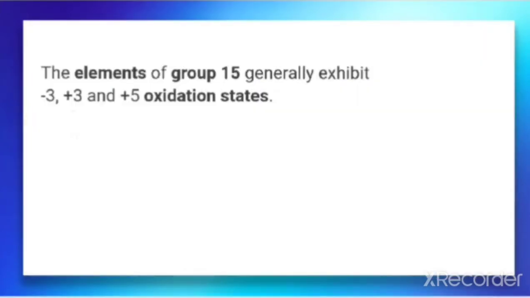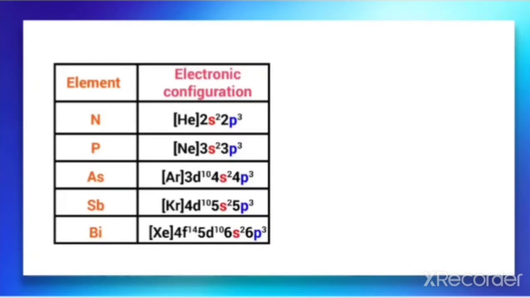But the elements of group 15 generally exhibit -3, +3 and +5 oxidation states. When we compare the electronic configuration of these elements, it is clear that these elements have 5 electrons in the valence shell because of the configuration ns2 np3. Therefore, they require 3 more electrons to acquire a stable configuration.